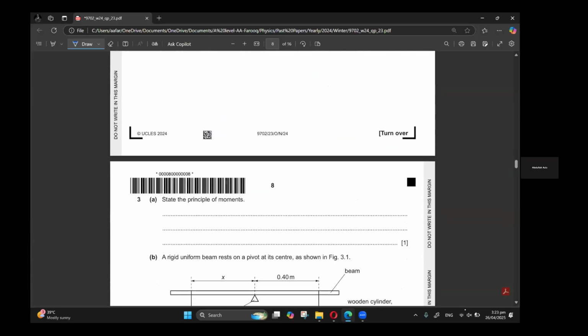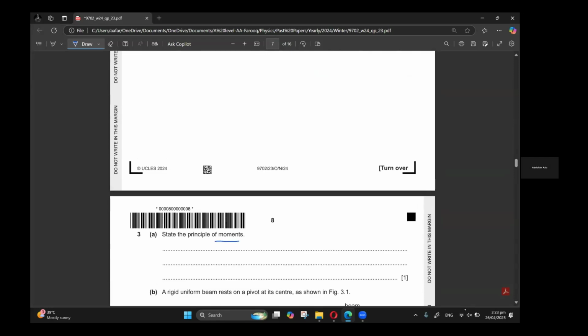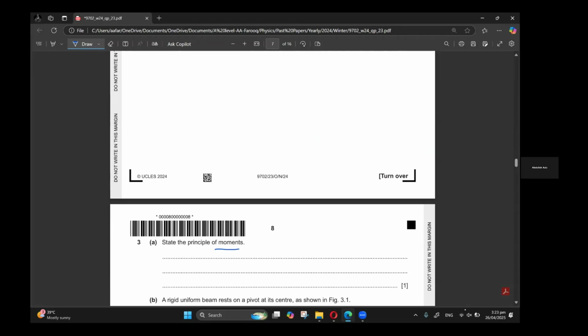Okay. State the principle of moments. Now we know the next question is about moments. So moments is basically, for a system in equilibrium, it is balanced like a seesaw.